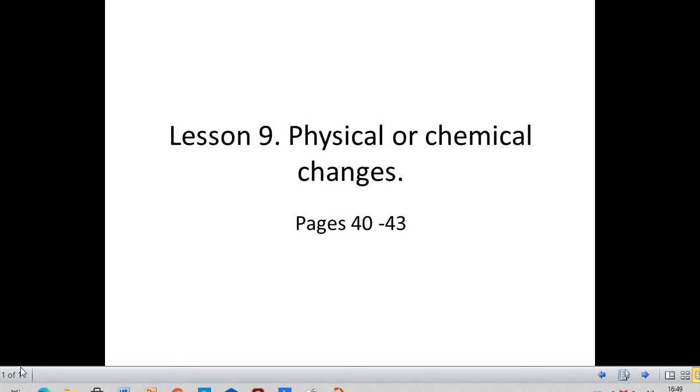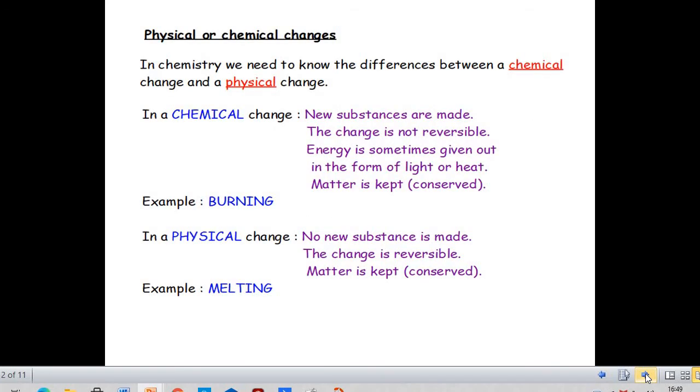So this is lesson 9, physical or chemical changes, pages 40 to 43. So we need to know what a physical or chemical change is. In chemistry, we need to know the differences between a chemical change and a physical change. So I've given you 2 examples here.